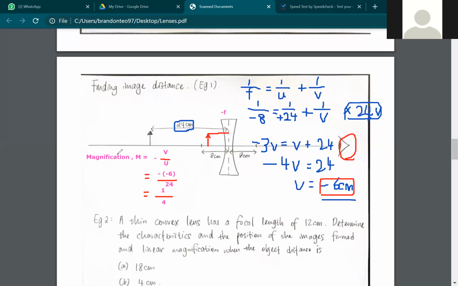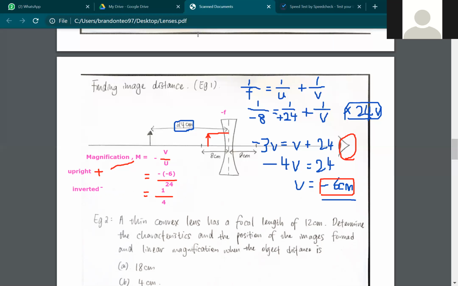Now, what does this tell you? First thing, if the magnification is positive, the image is upright. If the magnification is negative, then it is inverted. Now, if the magnification is a fraction, the image is diminished, it becomes smaller. If the magnification is a whole number, bigger than 1, like 2, 3, 4, 5, then it becomes bigger. For example, if the magnification equals 2, that means it is 2 times the original size of the object. That's for magnification.